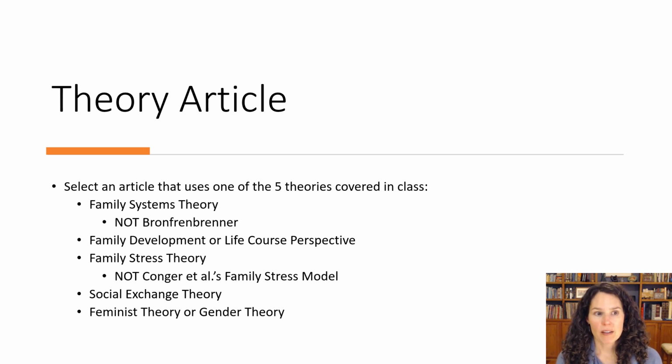In addition, with family stress theory, we are not using Conger's family stress model. We cover that very briefly in this class, but not enough to have it be the focus of the theory paper. So it's confusing that there's two theories, one called family stress theory and one called family stress model. You'll occasionally find an article that's using both, which is fine, but you can't just only use an article that says it's using Conger et al.'s family stress model. So you can search for not Conger.